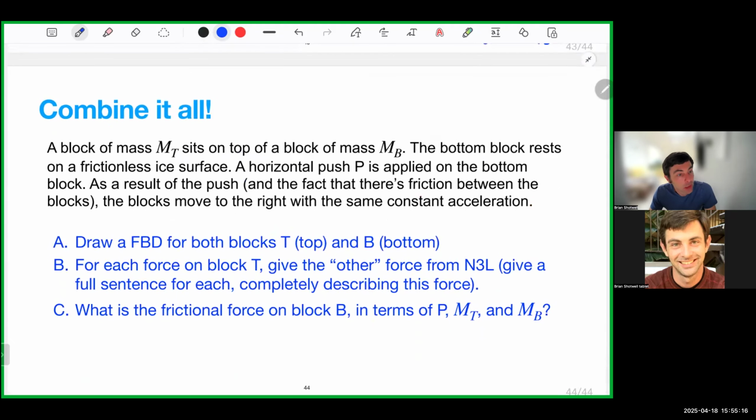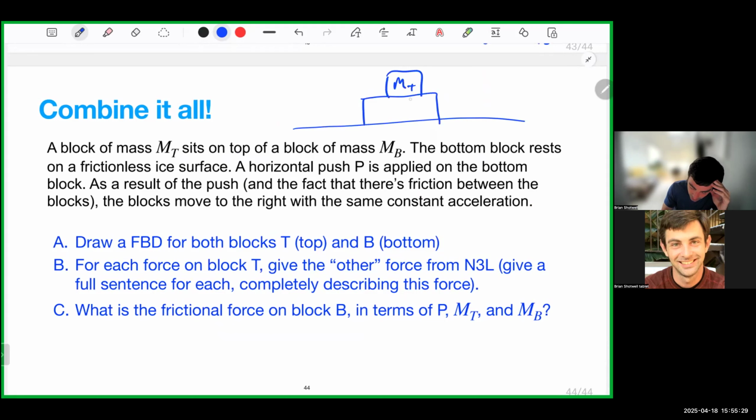Okay, last problem. A block of mass MT sits on top of a block of mass MB. The bottom block rests on a frictionless ice surface. So we have ice, we have a bottom block, and a top block: MT, MB, and the ground. A horizontal push is applied on the bottom block.